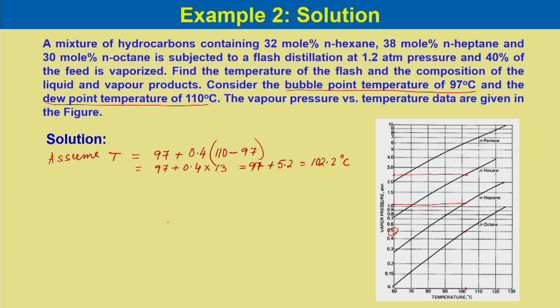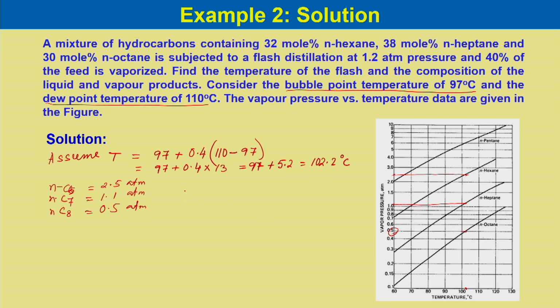So, from the figure we can write the vapor pressure at that temperature: for nC5 it is about 2.5 atmosphere. Similarly, for nC6 it is 2.5, nC7 is about 1.1 and nC8 is about 0.5.